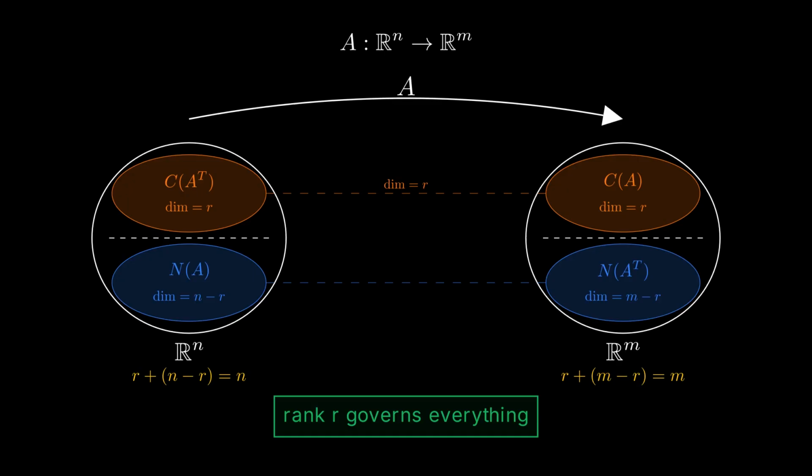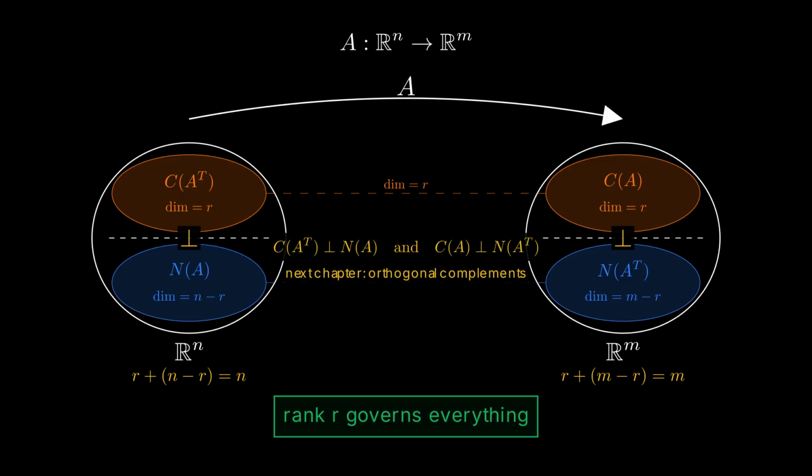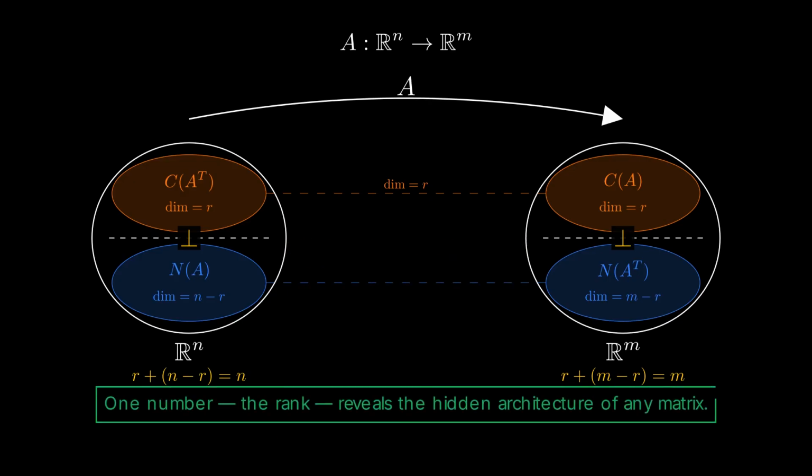There's more to come. These complementary pairs are actually orthogonal complements. The row space and the null space are perpendicular. The column space and left null space are perpendicular. That's the next chapter. For now, remember, one number, the rank, reveals the hidden architecture of any matrix.